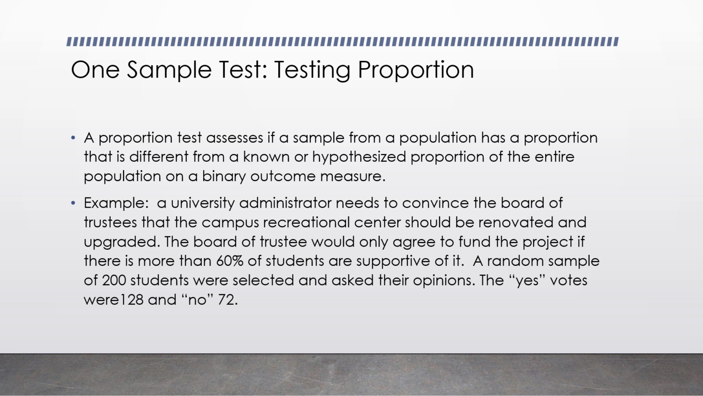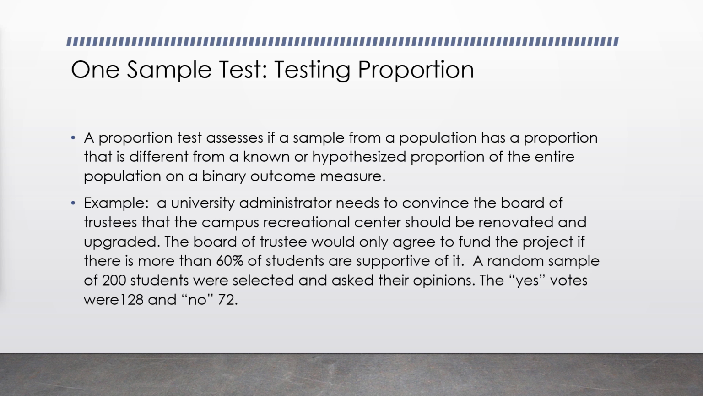A one-sample test of proportion is used to assess whether a sample from a population has a proportion that is different from a known or hypothesized proportion of the entire population on a binary outcome measure. It's easier to understand this with an example.